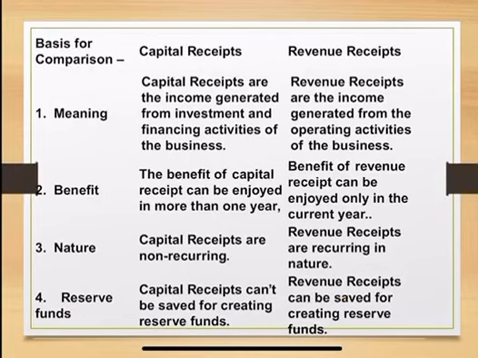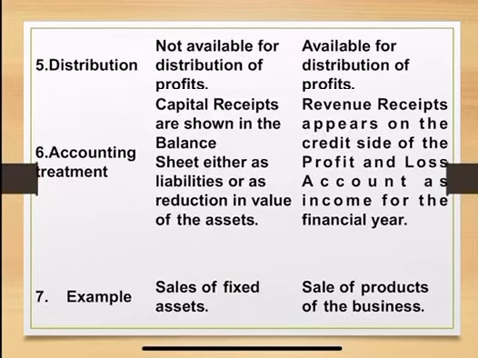Capital receipts are the income generated from investment and finance activities, while the revenue from operating activities. Benefit of capital receipt can be enjoyed in more than 1 year, while in case of revenue receipt, it's enjoyed only in current year. Capital receipts are non-recurring in nature, revenue receipts are recurring in nature. Capital receipts can't be saved for creating reserve funds. Revenue receipts can be saved for creating reserve funds. Then capital receipts are not available for distribution of profits, while we can use revenue receipt for distribution of profits.